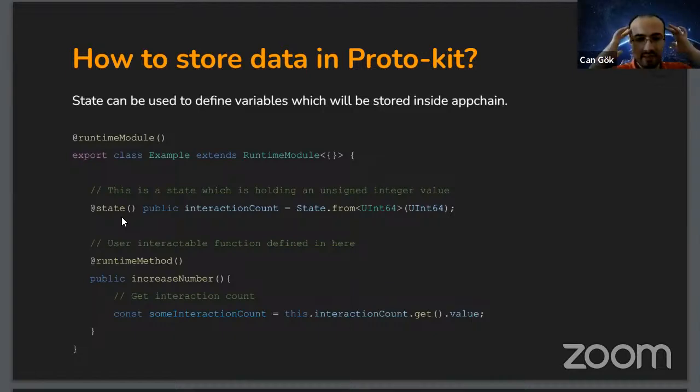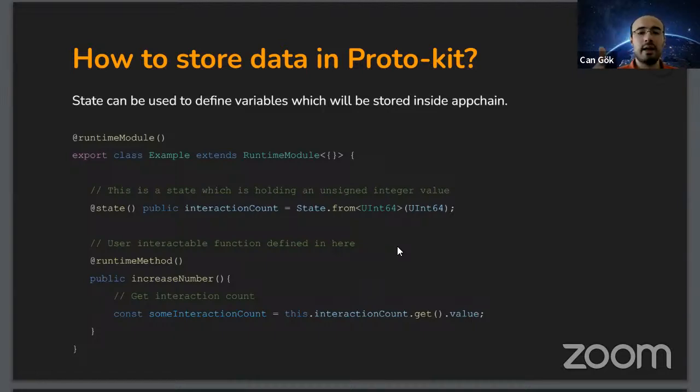So let's try to implement it and let's try to learn what we can use for that purpose. Public interactionCount is equal to State.from, this is very important. We will talk about it in a little bit more detail. So we are using UInt64, which is basically an unsigned integer in 64 bits. Basically we're saying that I want to store a value that is an unsigned integer inside of that state, and this will be called interactionCount.